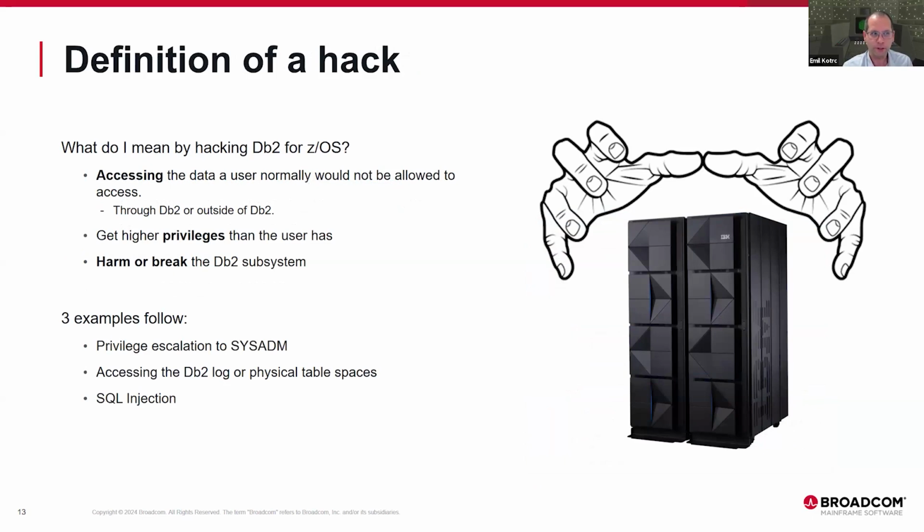First of all, if I'm able to access the data I normally wouldn't be allowed to access, and it can be through DB2 via SQL or even outside of DB2, if I can just dump or read the physical table spaces. That's also what I mean by hacking DB2. The other example is, what if I am able to get higher privileges than I have? So I start as a regular user, I have select privilege to some tables, and suddenly I'm able to escalate my privileges to sysadmin, for example.